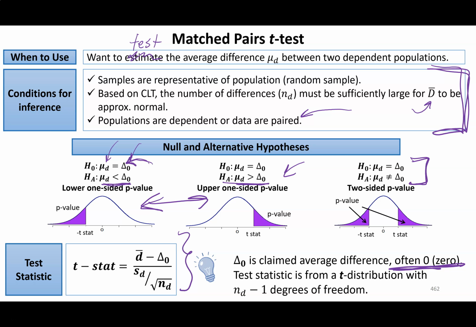So the setup here is going to be a t-statistic. The average difference that you saw from the sample minus the claimed difference, usually 0. So usually you end up with just d bar on top, over the standard deviation of the differences divided by the square root of the number of pairs you have. Once you calculate that t-statistic, you compare it to a t-distribution that has n minus 1 degrees of freedom.